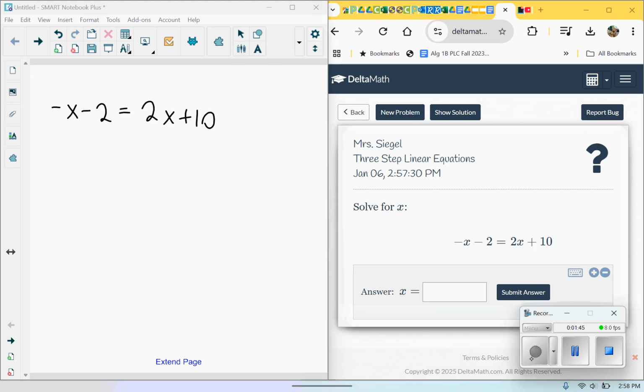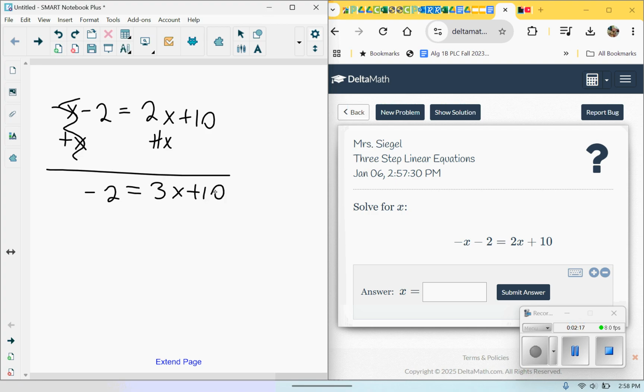For this one, we're still trying to get the x by itself. That's always our goal with solving equations. It doesn't matter if you want to combine the x's here or if you want to combine the numbers. It really doesn't matter. So I'm just going to add x to both sides. What that does is cancel that out. I get negative 2 is equal to, so this is kind of like a 1, 2x plus 1x is 3x plus 10.